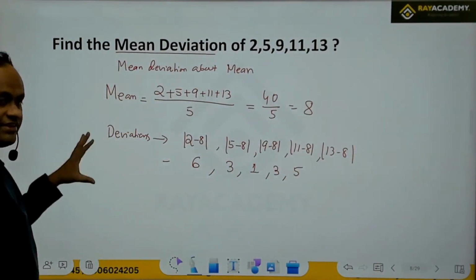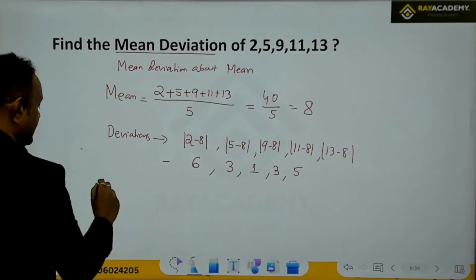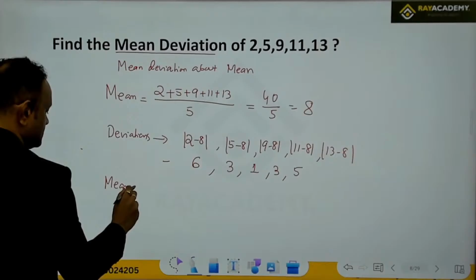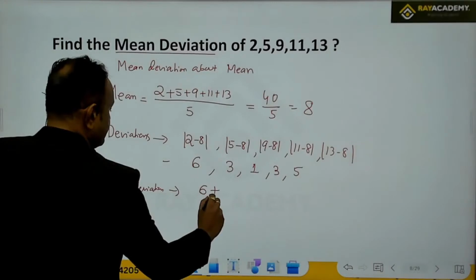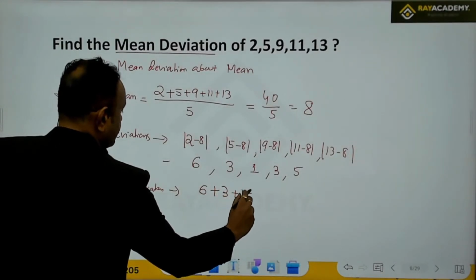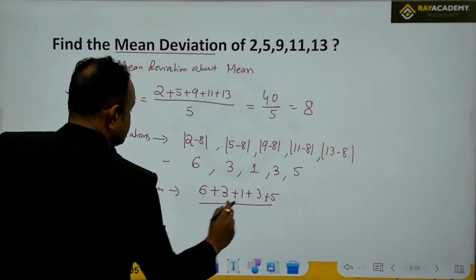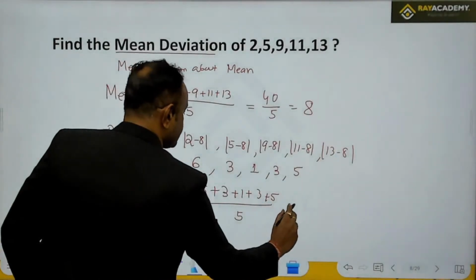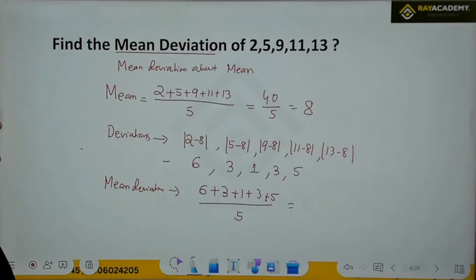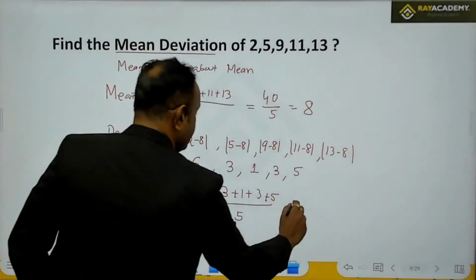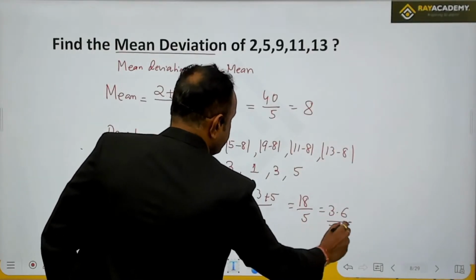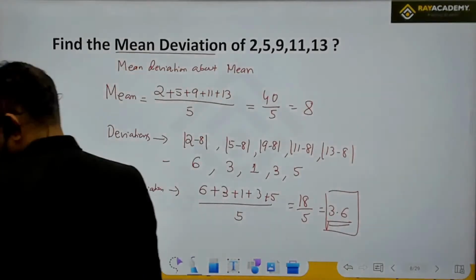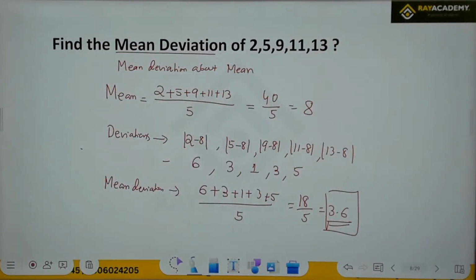So what is mean deviation? Mean deviation is the mean of all those deviations. So the mean deviation is the mean of 6 plus 3 plus 1 plus 3 plus 5. How many deviations are there? 5 deviations are there. So the total is 6 plus 3 is 9, plus 1 is 10, plus 3 is 13, plus 5 is 18. 18 by 5 is 3.6. So 3.6 is the mean deviation of this data set. Okay, so this is the method.